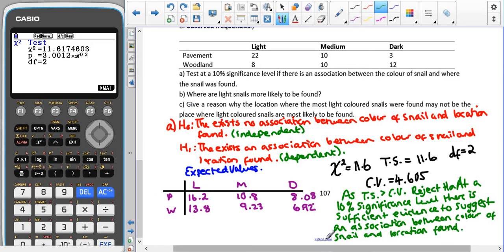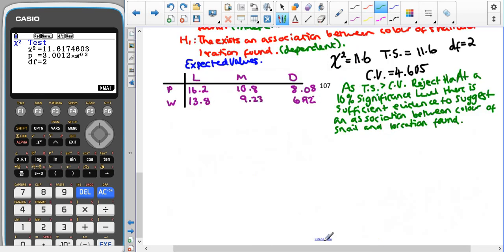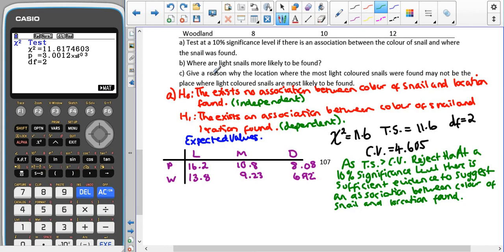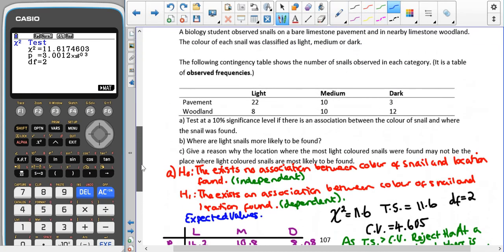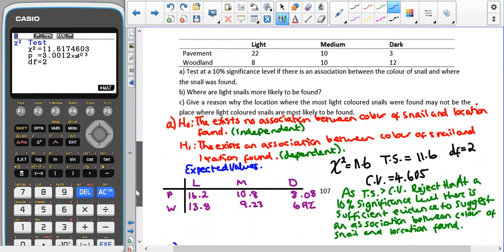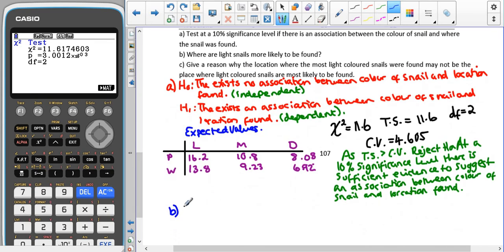So that's just part A. I'm just going to extend the page rather than going on to the next one, just because then I can keep the question on here. So having a look at B, we're asked where are light coloured snails more likely to be found. Well, we have found more light coloured snails on the pavement than in the woodlands, so I would say pavement from that. So on the pavement.